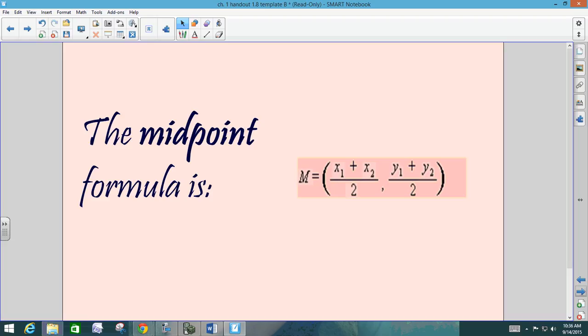Like there's 26 of you in here, so if I added all 26 of your quiz scores up and then divided by 26, that's the average. Midpoint is the average of the endpoints. So you find the endpoints, add them together and divide by 2 because there are two endpoints. Okay, you're finding the average of the endpoints.